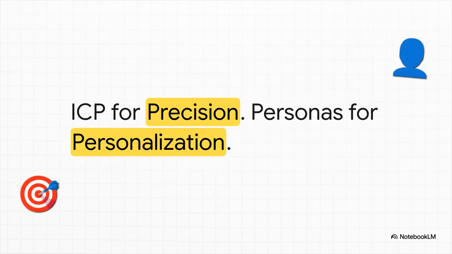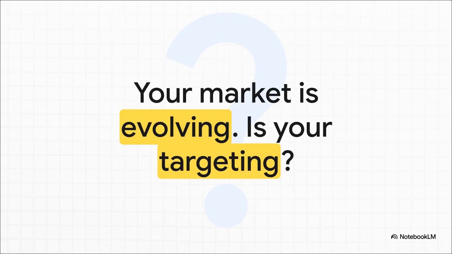And so we come back to that one single fundamental idea. Let's say it one more time to really let it sink in. ICP is for precision. Personas are for personalization. You need both.